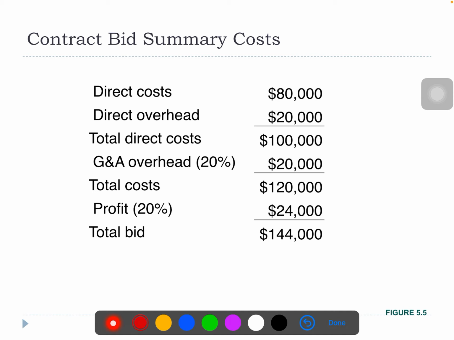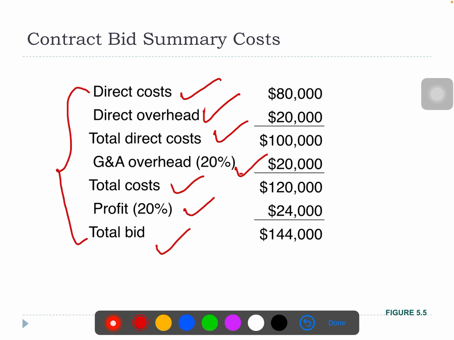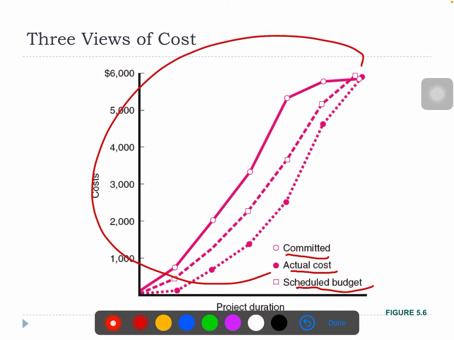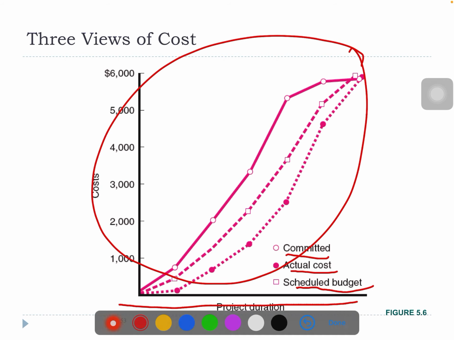This is an example of a bid summary cost. We have overhead costs, direct costs, total direct costs, G&A overhead, total cost, the profit, and the total bid. This is what you should do when you try to go for a bid or a tender. There are three views of cost: the committed cost, the actual cost, and scheduled budget. And all these need to be monitored across the timeline.